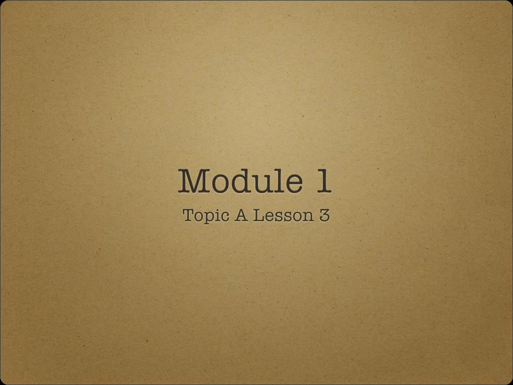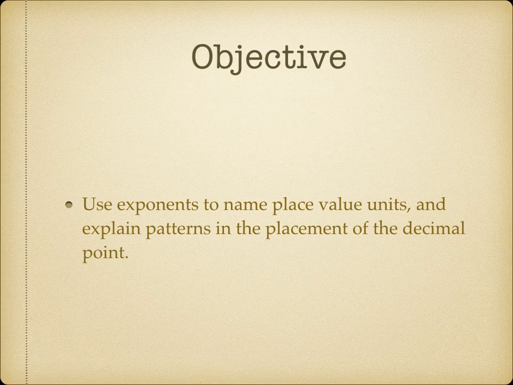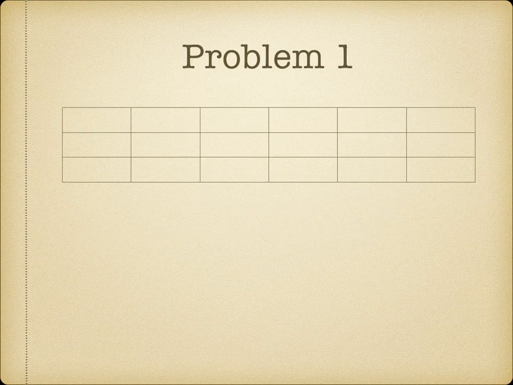This is Module 1, Topic A, Lesson 3. Our objective is to use exponents to name place value units and explain patterns in the placement of the decimal point. So, let's look at a problem.